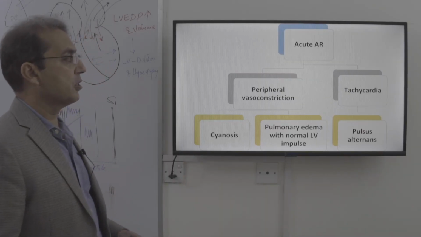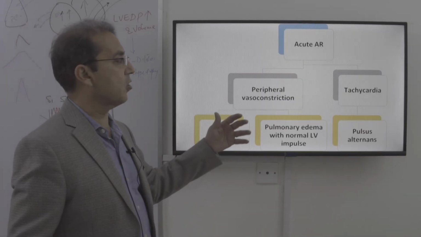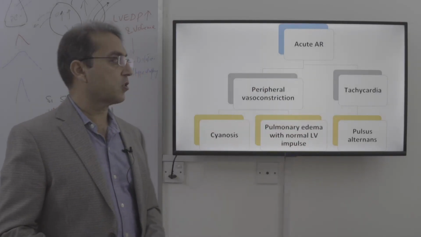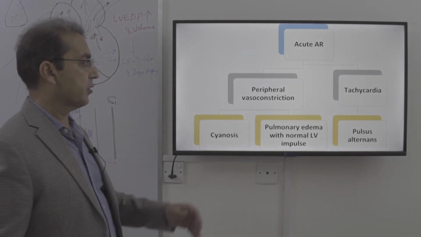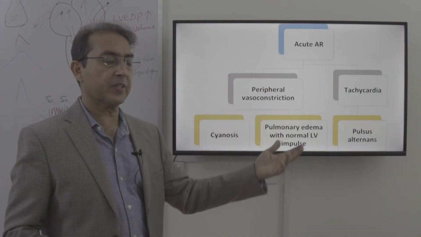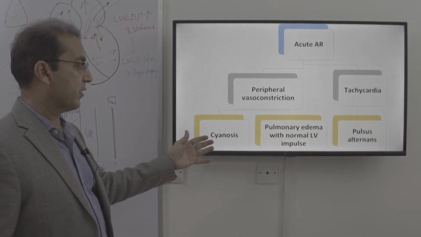Acute aortic regurgitation, as I said, presents with sudden onset of heart failure. The patient may have tachycardia. There may be pulsus alternans because of the heart failure. Patient may have peripheral vasoconstriction as a result of a sudden sympathetic discharge. Patient may present with cyanosis.